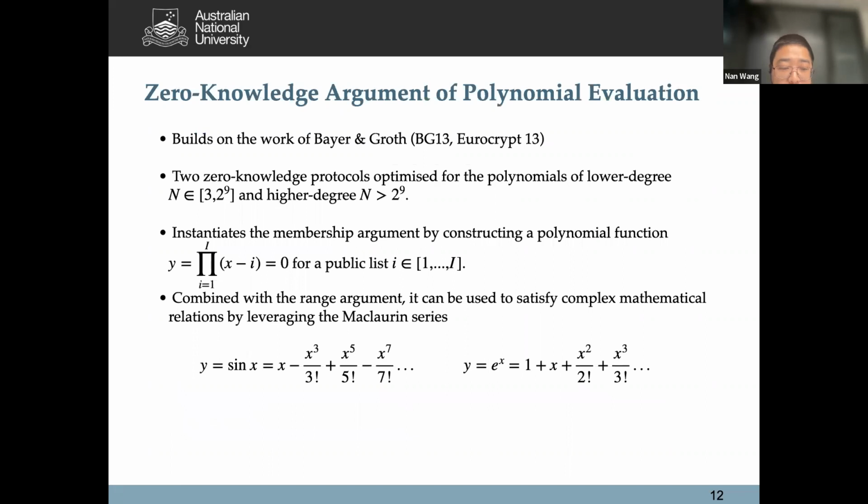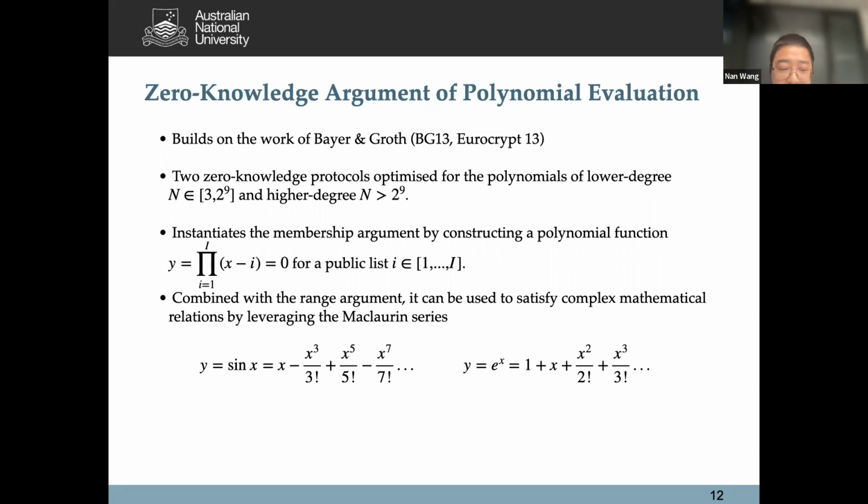And next, we introduce the polynomial evaluation argument. Our argument builds on the work of Fiore and Groth in Asiacrypt 13, and we call it BG13. We provide two zero-knowledge arguments, which are optimized for polynomials of lower degree and higher degree, respectively. The two arguments are essentially distinguished based on the proof size. The higher degree one outperforms the lower degree one when the degree exceeds 2^9.